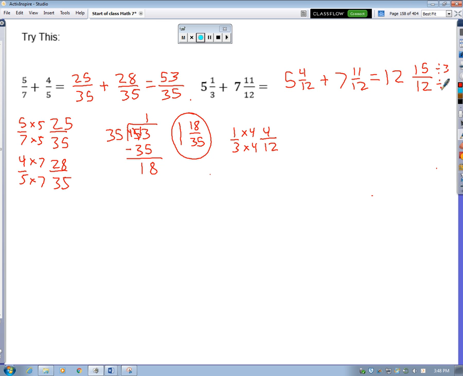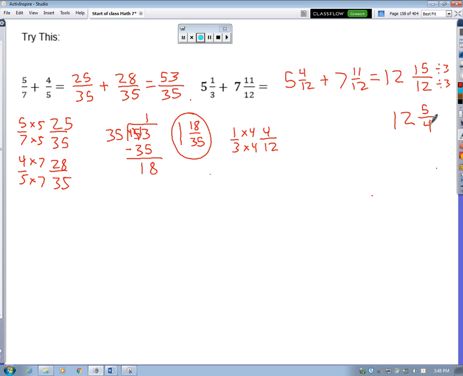Okay, so I'm going to simplify this down. I'll write it down here. 15 divided by 3 is 5, and 12 divided by 3 is 4. I'll bring down my 12. So now I have 12 and 5/4 after I simplified. And then I'm going to fix this improper fraction. I'm going to make it into a mixed number, so leave the 12 alone right now. Let's focus on the 5/4.